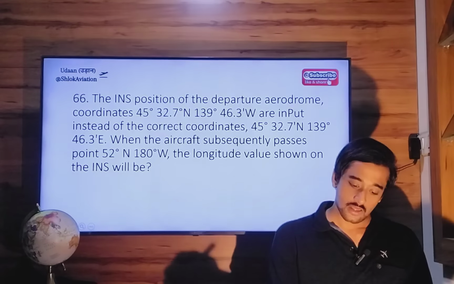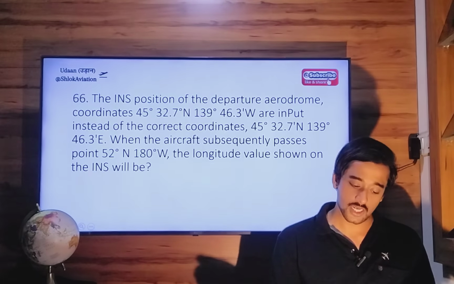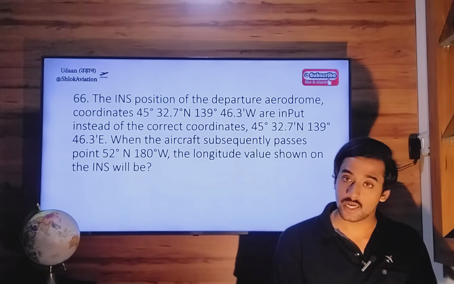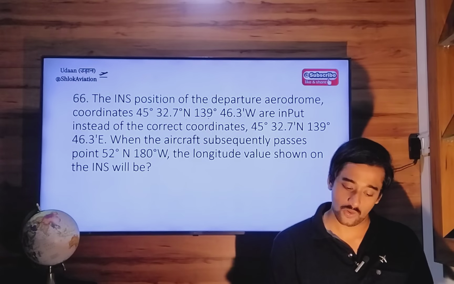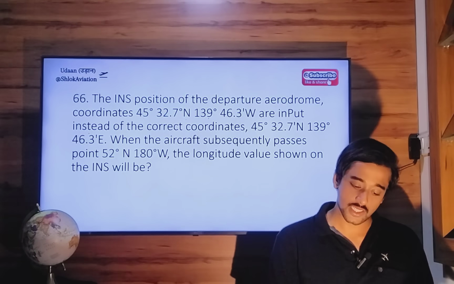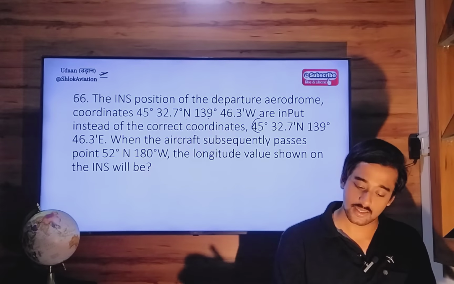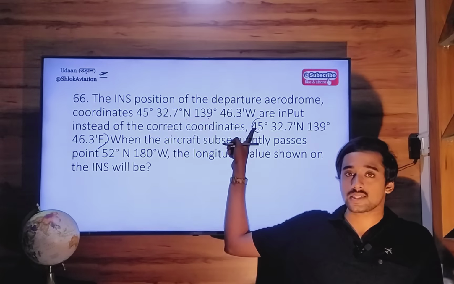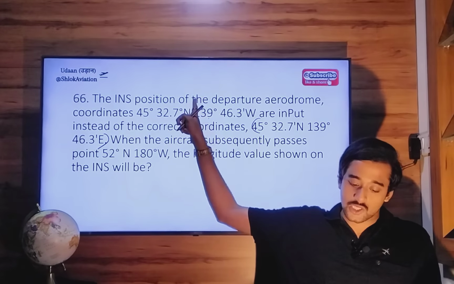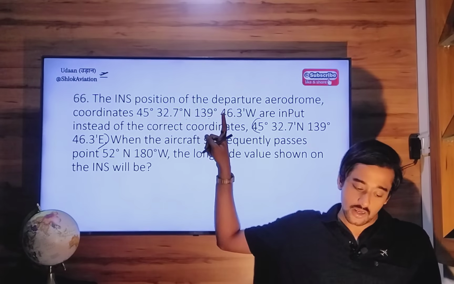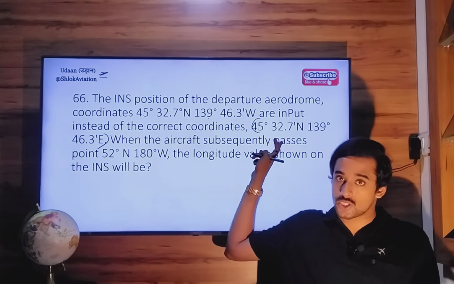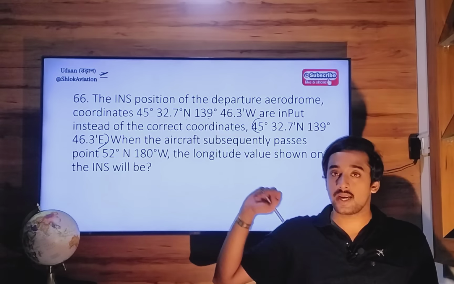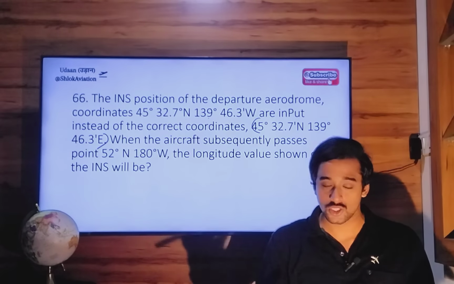Next. The INS position of the departure aerodrome, 45 degree 32.7 minutes north, 139 degree 46 minutes west, is input instead. So the correct coordinates are these. Instead of putting that, you have put these coordinates. You have put the correct latitude, but instead of inserting 139 degree east longitude, you have entered 139 degree 46 minutes west longitude.